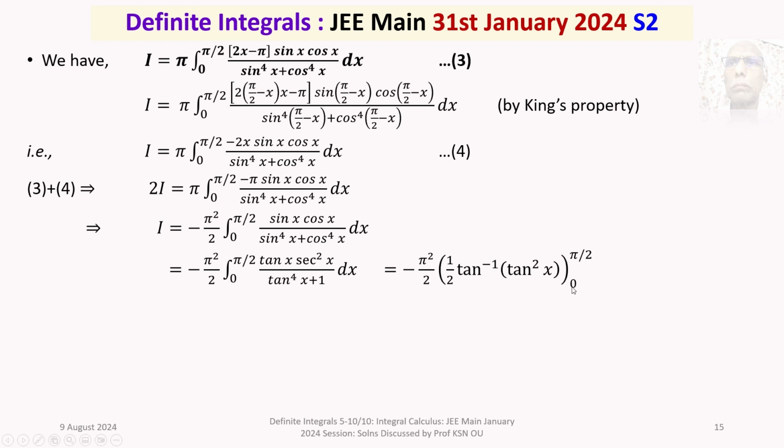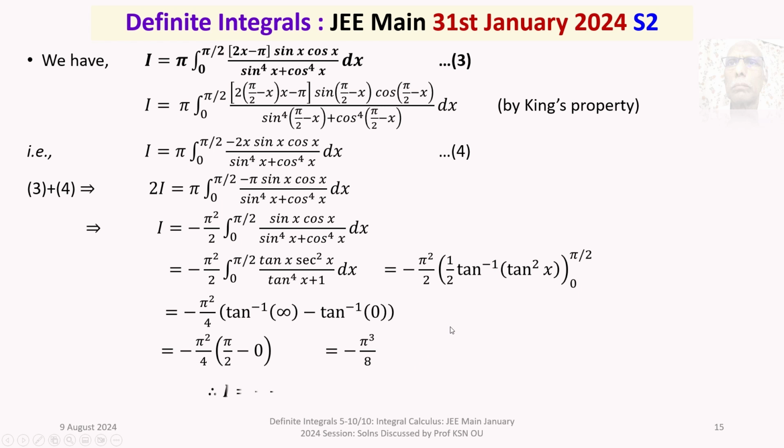So it will be evaluated between 0 to pi by 2, and this will be minus pi square by 4 into tan inverse of tan square pi by 2, that is infinity, tan inverse infinity, minus for the lower limit tan inverse 0. For tan inverse infinity, it is pi by 2, tan inverse 0 is 0, we get minus pi cube by 8. Let's go back. I is equal to minus pi cube by 8.